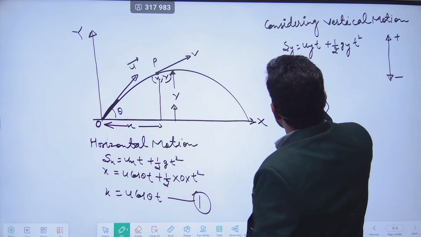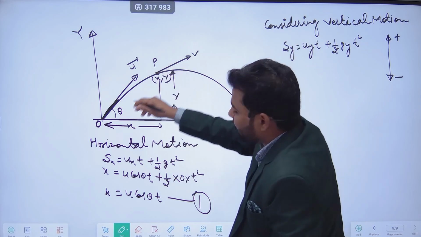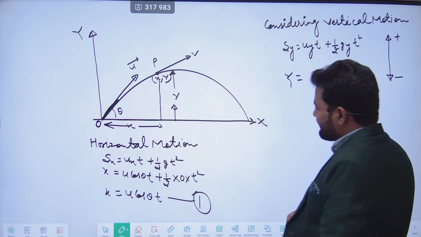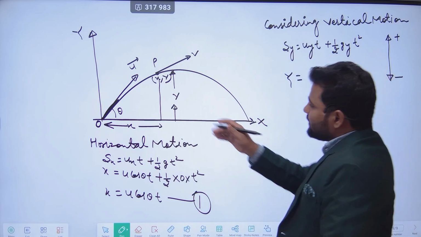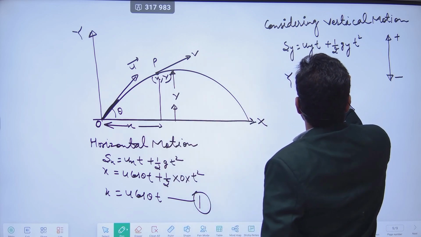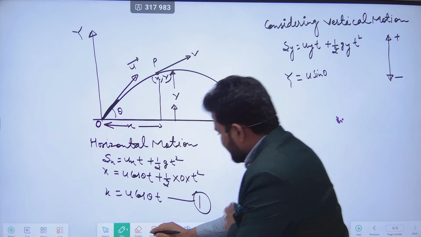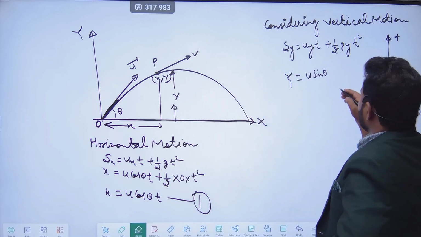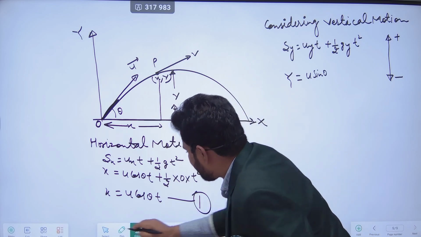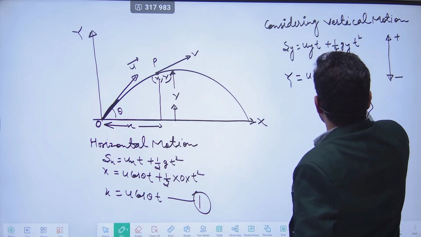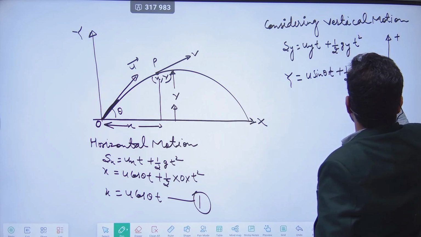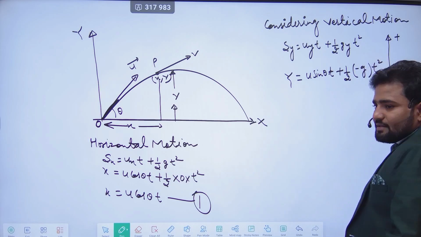So from here sy is equal to what? Here when it reached point P, in this case the vertical displacement is y. And what about uy? Uy is equal to u sine theta. So y is equal to u sine theta into t, plus 1 by 2 minus of g into t square.